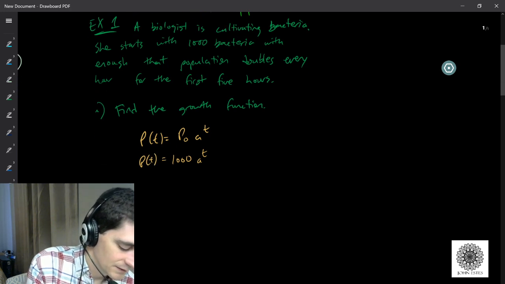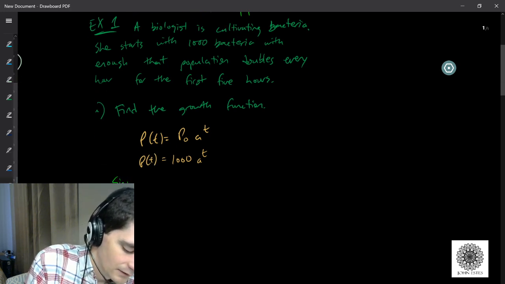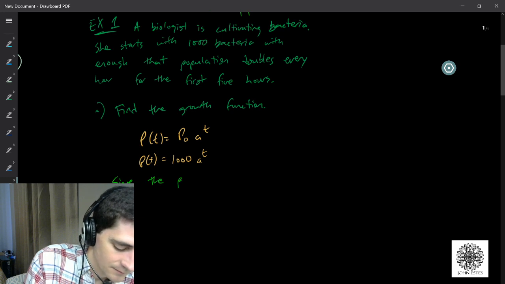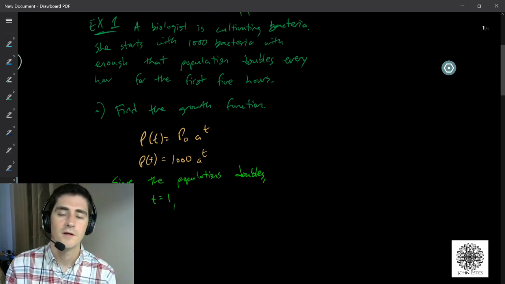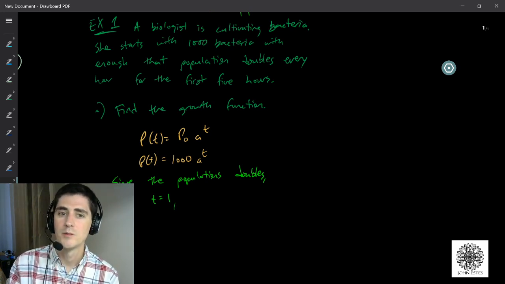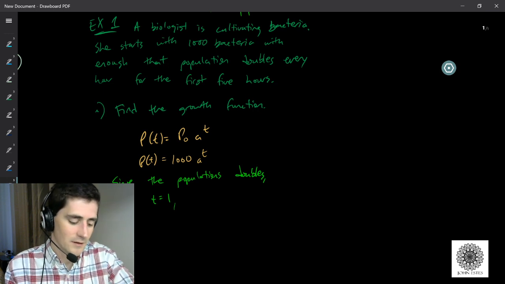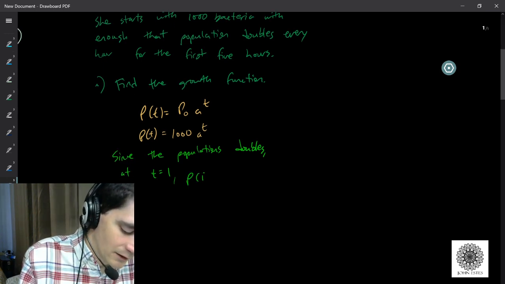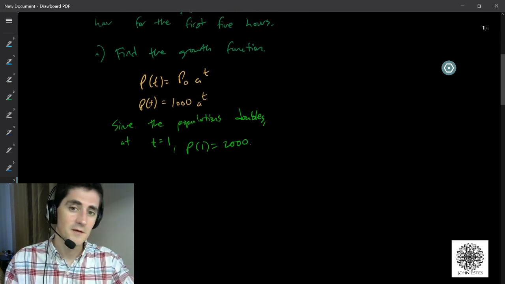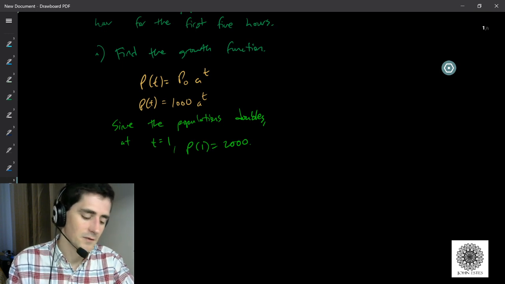Since the population doubles every hour, I know that at time t equals 1 hour, if you start out with 1,000 and then 1 hour later you've doubled, how much do you have? You have 2,000. So I know that P of 1 is going to be 2,000. That's going to allow me to figure out what the value a should be.